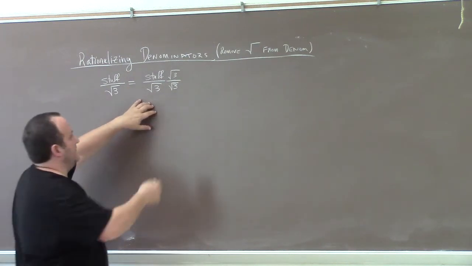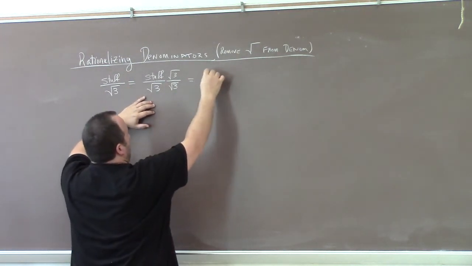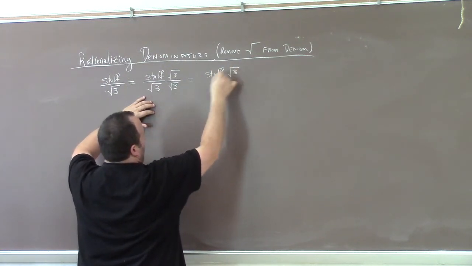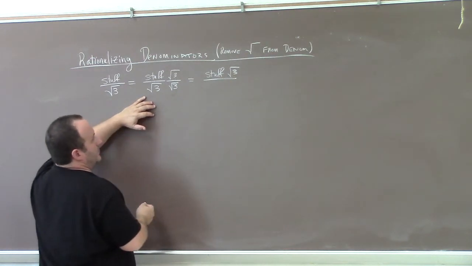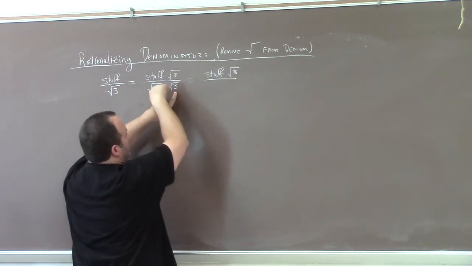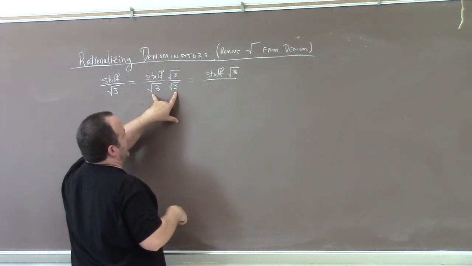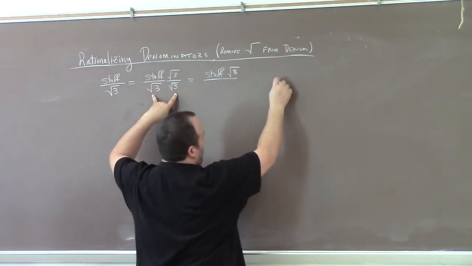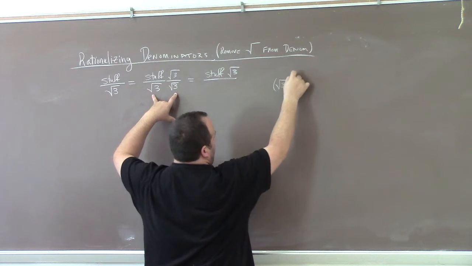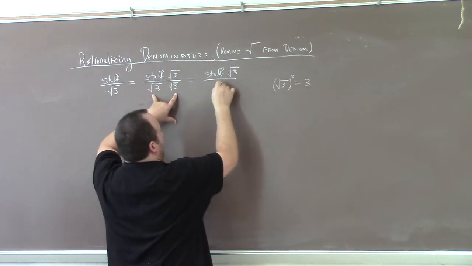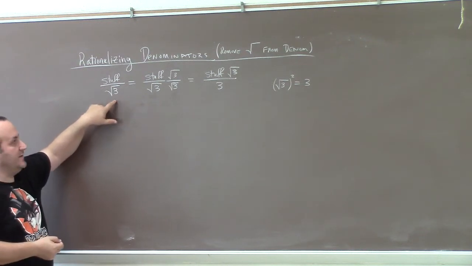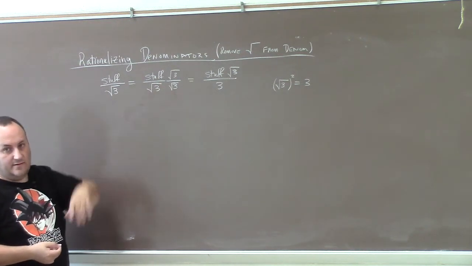So downstairs we have root 3 times root 3, which is what? Square root of 3 times square root of 3, what is that? It's the same as the square root of 3 squared, right? It's just 3. So see what happened? We had a radical in the denominator to start with, and after multiplying by the number 1, the radical's gone.